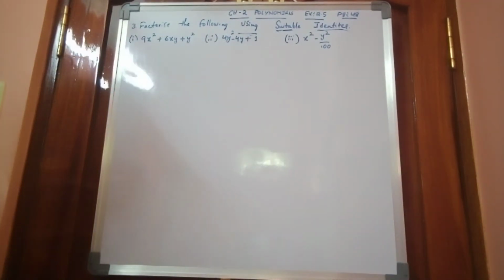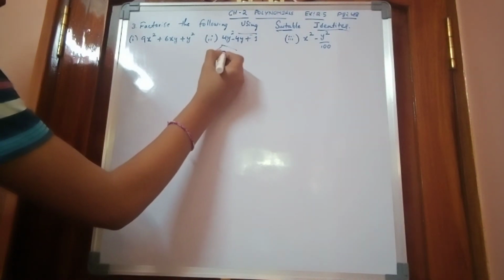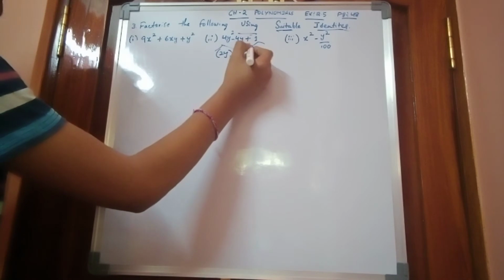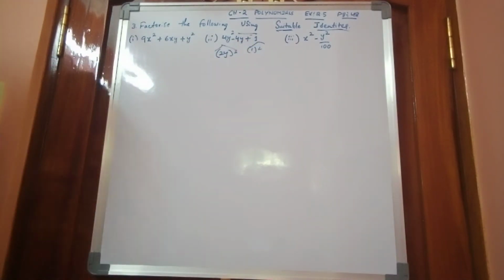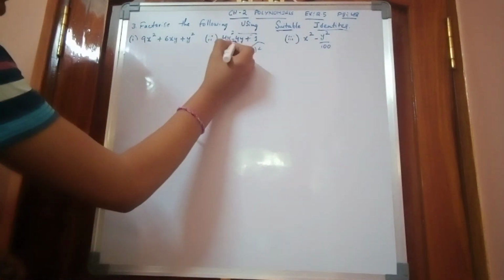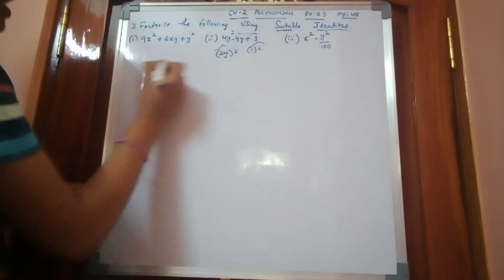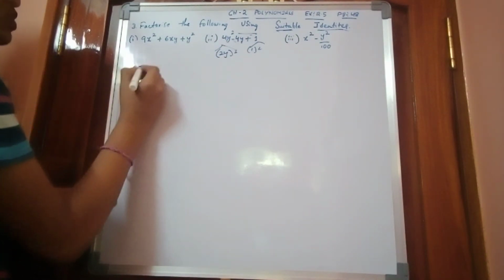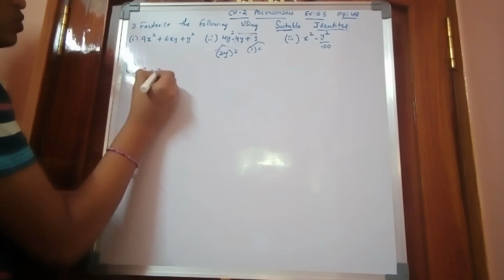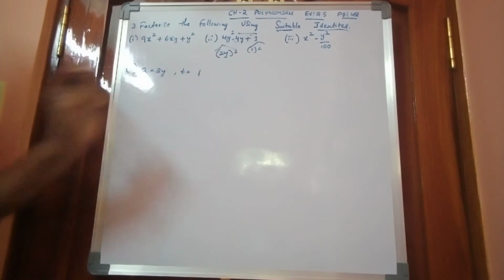Now coming to the second one, 4y square minus 4y plus 1. In this we can say 4y square is 2y whole square, and 1 is 1 square. So here we have to use the a minus b whole square formula. Why? Because in the expression we are getting minus, so we have to use a minus b whole square. So you have to think a is equal to 2y and b is equal to 1.